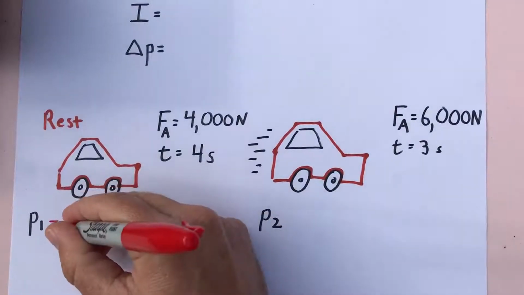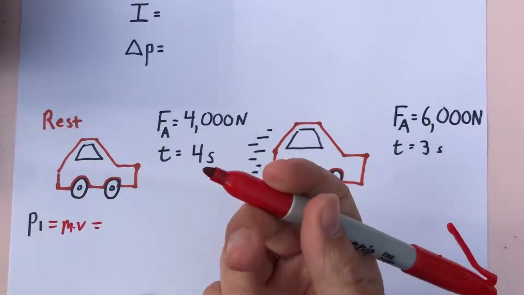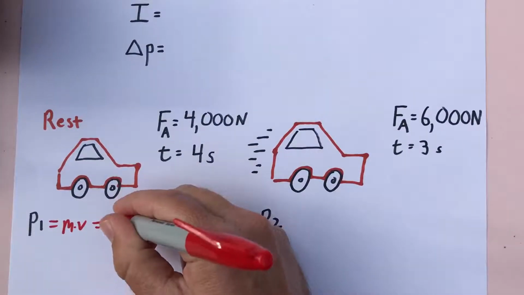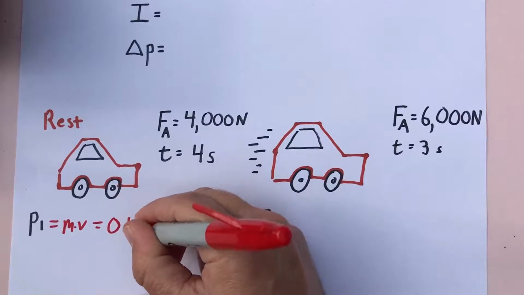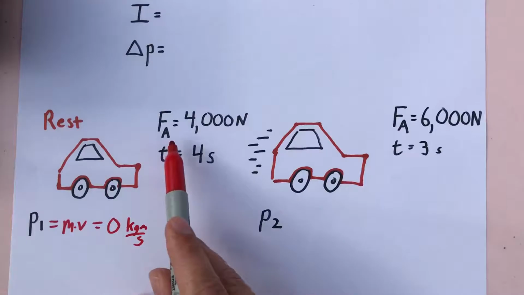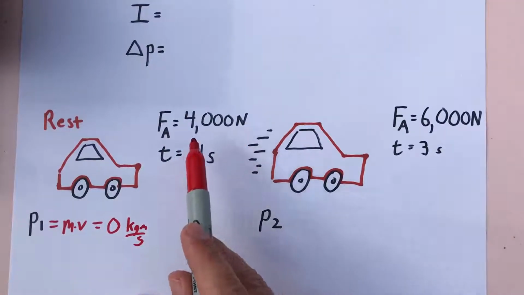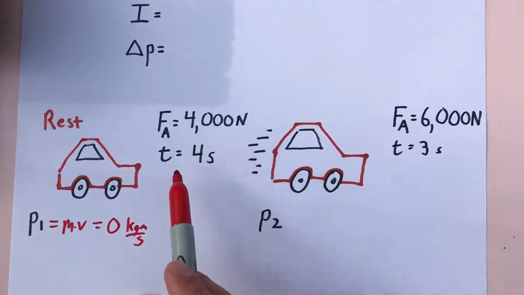Easy. Mass times velocity, but it has no velocity, so it has no momentum, and so its initial momentum is simply 0 kilogram meters per second. They then tell us that this car is pushed on with a force applied of 4,000 newtons, and that's to the right, they say forward, for 4 seconds.